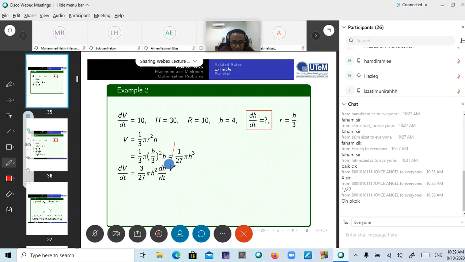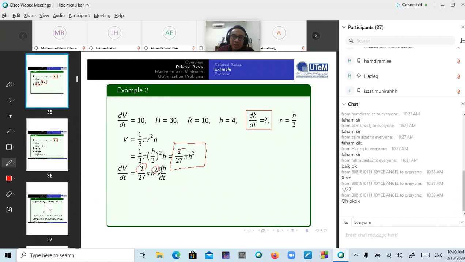Then, since you already have volume equal to 1 over 27 pi hash cube, differentiate with respect to t. So, dV/dt equal to differentiate with respect to t of hash. Turun 3 kat depan ni. So, you can get 3 over 27 pi hash square. It's become square, become 2 here because 3 minus 1, times by d hash over dt. Ingat, jangan terlupa d hash over dt because you differentiate with respect to t. Okay.